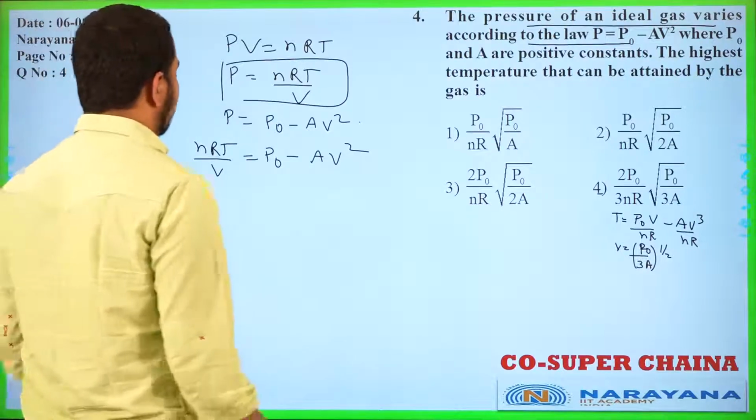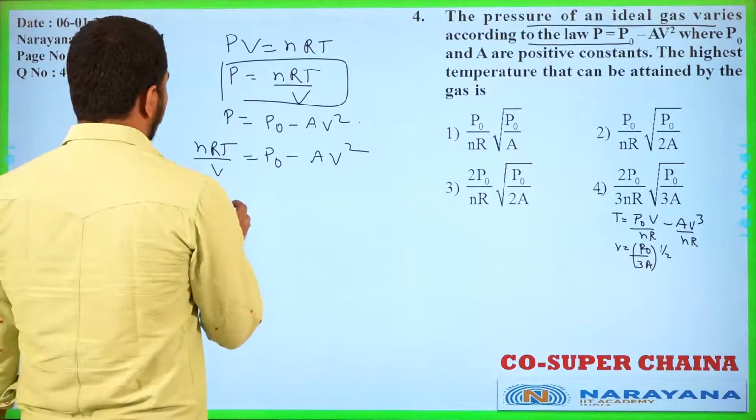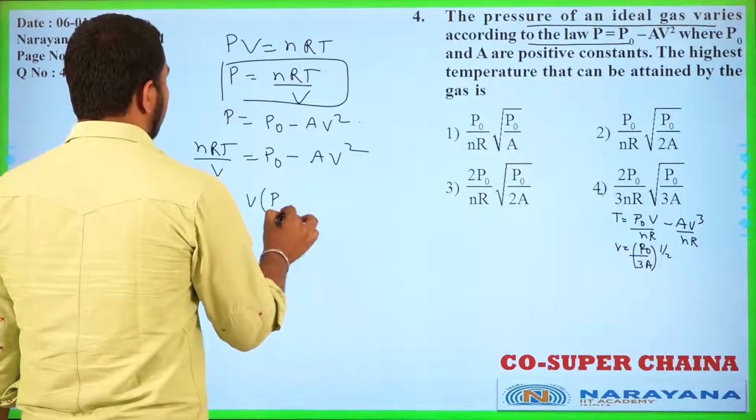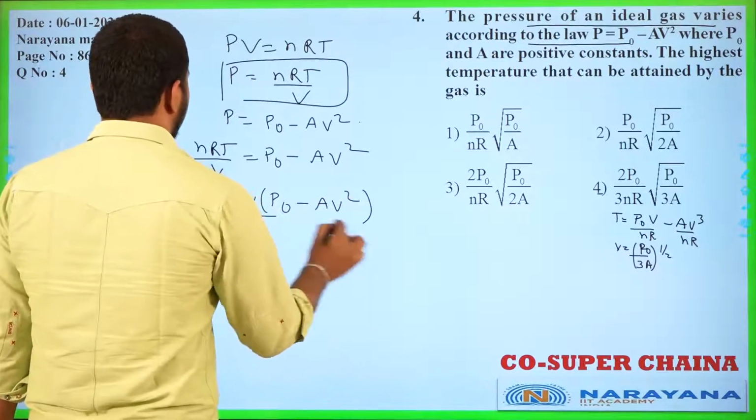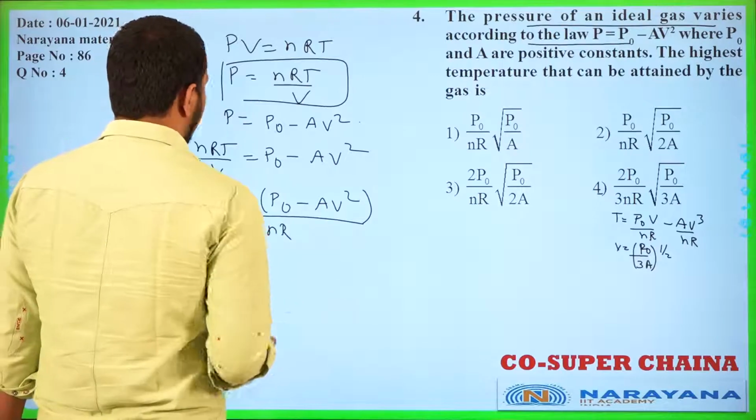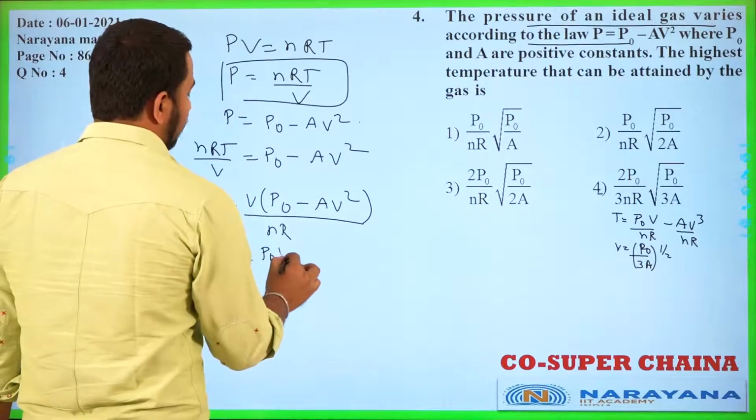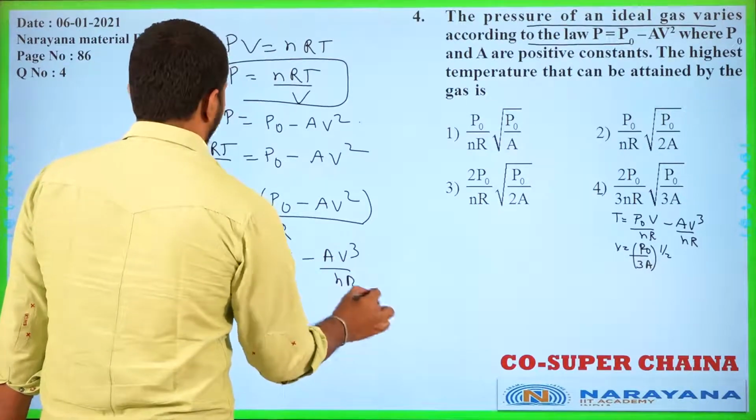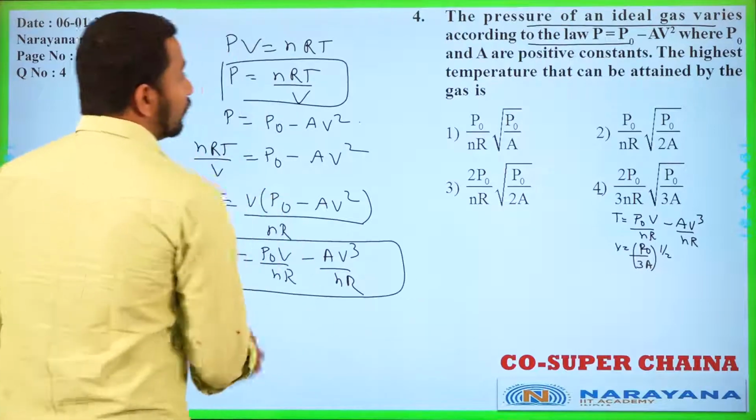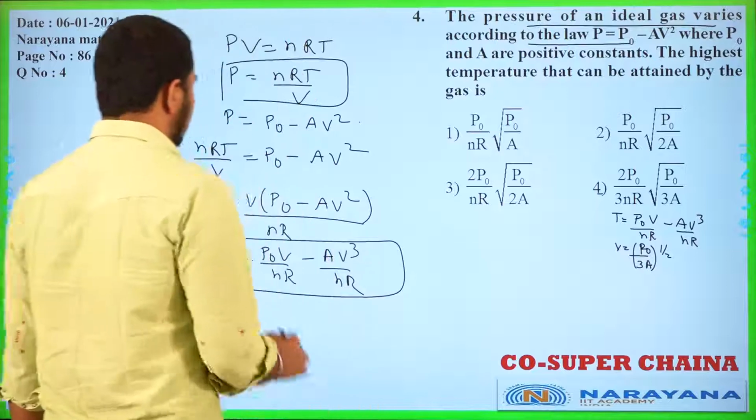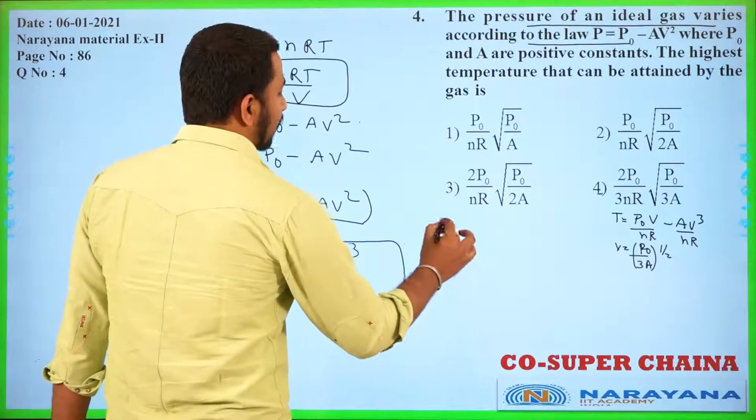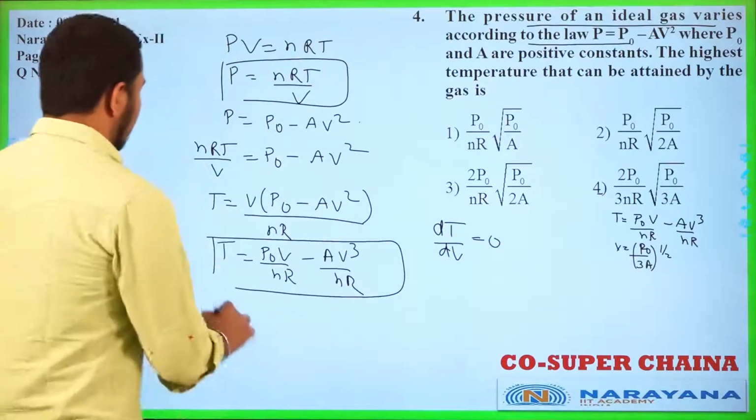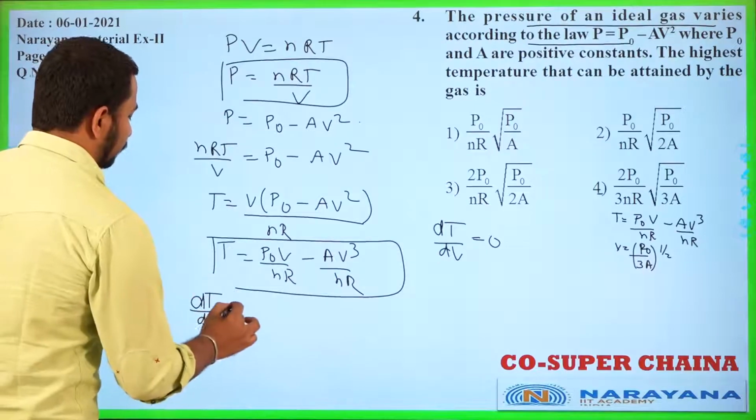Students, we have to simplify for T here. Just multiply with V: T equals V (P naught minus A V square) by nR. On simplifying, we get P naught V by nR minus A V cube by nR. This is my T, right? Now we have to get the highest temperature. This has to be maximum. So for this to be maximum, dT by dV should be equal to 0. Differentiate this, dT by dV, and equate it with 0.